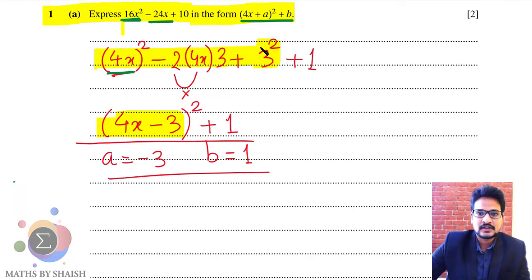And how did we get this 3 squared plus 1? Because we had 10 here, so we can make 10 as 9 plus 1, and 9 becomes 3 squared. So plus 1 is left alone. That's why if we compare, we get a equals minus 3 and b equals 1.